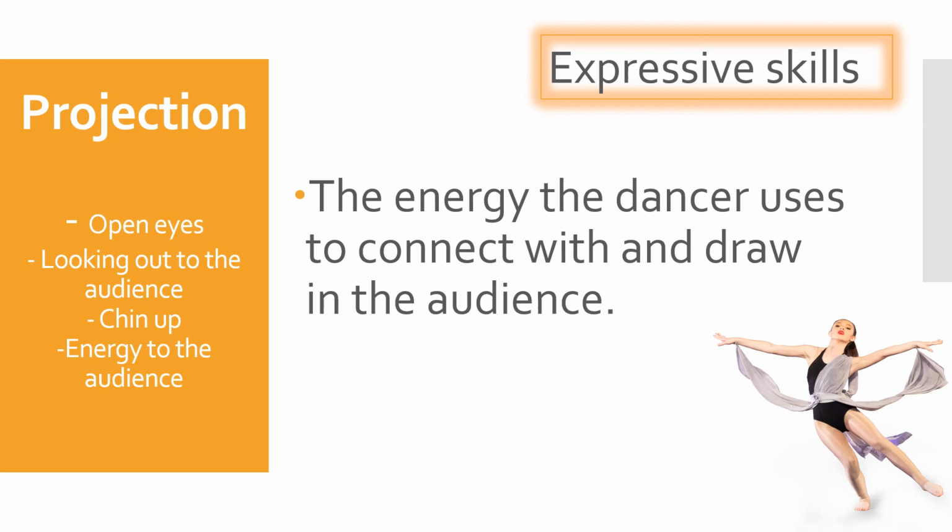Okay, on to our next expressive skill, which is projection. We can define this by saying it is the energy the dancer uses to connect with and draw in the audience. The key word there is energy. Projection is about what energy you're sending out to the audience. And there are little tips down the side of how you could do this as a dancer: opening your eyes, using your focus, looking out to the audience, chin up and energy to the audience. That's how you're going to show your projection.